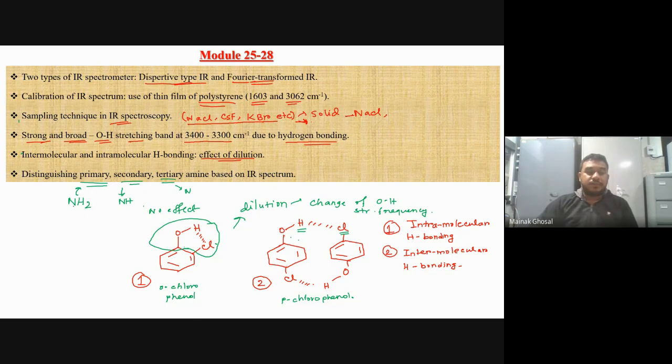Okay. So for primary amine, you will see two bands corresponding to NH2. One is symmetric stretching and the other is antisymmetric stretching, so you will see two bands. For NH, only one band is possible. And for tertiary, there is no hydrogen, so you will not see any NH stretching frequency. By that, you will be able to tell whether a primary, secondary, or tertiary amine is present in the molecule.